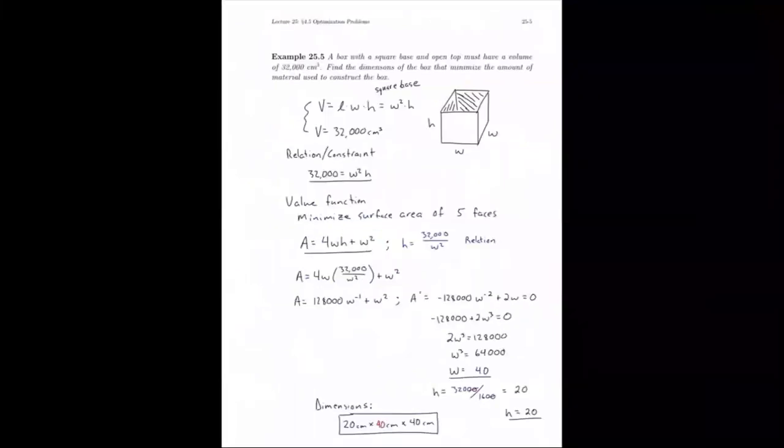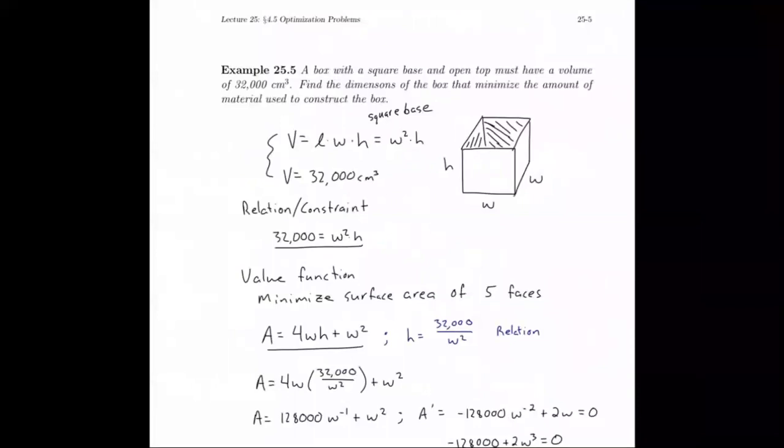Okay, moving on. Another more or less classic problem here in Calc 1. A box with a square base and open top must have a volume of 32,000 cubic centimeters. Find the dimensions of the box that minimize the amount of material used to construct the box. So we need to meet a certain volume. That's our constraint, right? And then we need to minimize the amount of material used.